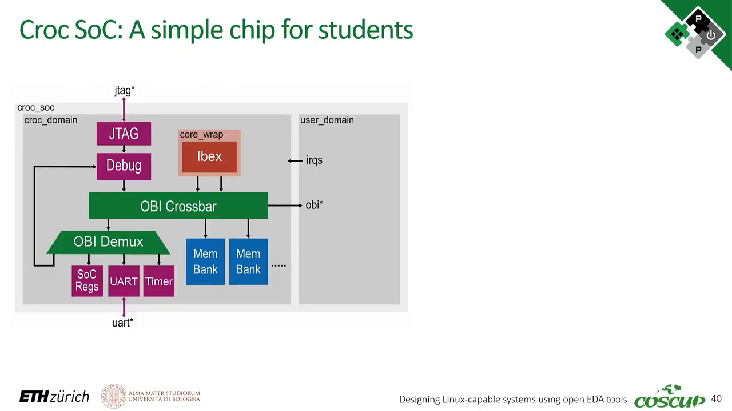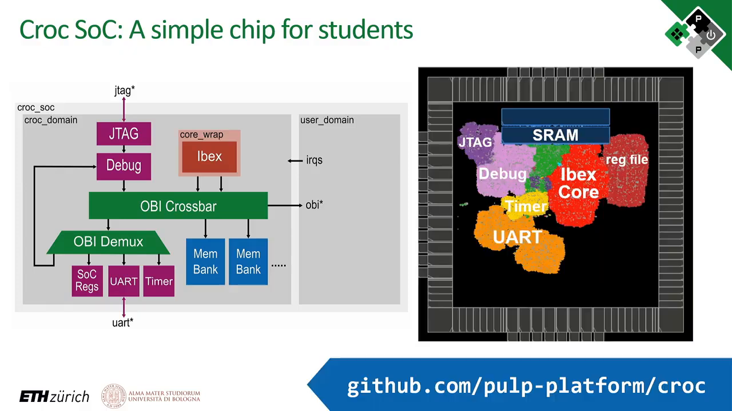And on our side, we have developed this CROC SoC, which is meant to be a very simple chip for students. So on the left side, you can see there are just the minimum number of things you actually need to get a somewhat functional system. And on the right side, you can see it on a 2 by 2 millimeter chip, so it's not very large.